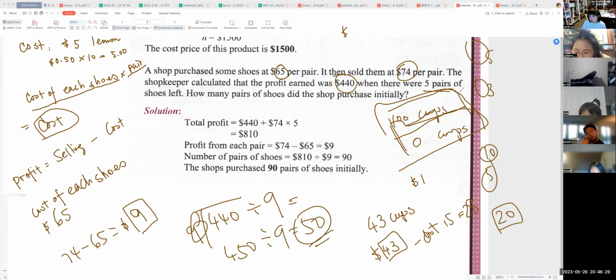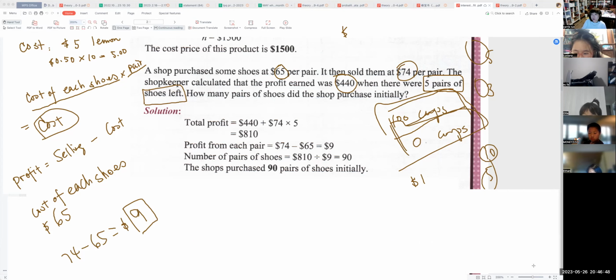a look. 5 pair of shoes left. What does it mean? That means this 5 pair of shoes eat up the profit. Okay, I'm going to explain.